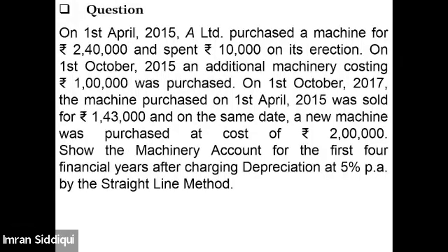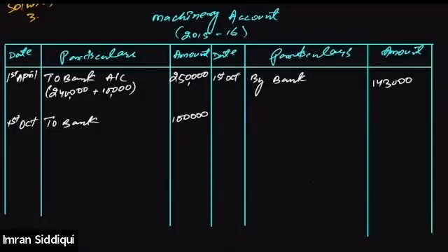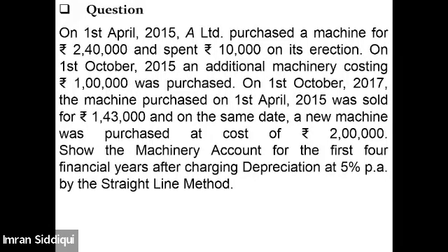Okay, I think I have read something wrong in the question. The question says that on 1st of October 2015, an additional machinery costing 1 lakh was purchased. And on 1st of October 2017, the machine purchased on 1st of April 2015 was sold for 1,43,000. On the same date, a new machine was also purchased at a cost of 2 lakh. So the machinery purchased on 1st of April 2015 is not being sold this year. We will be selling it in 2017-18, so there will be no entry for the sale of machinery in the year 2015-16.